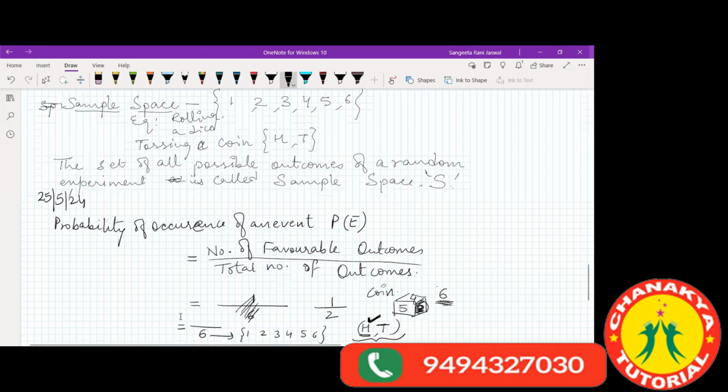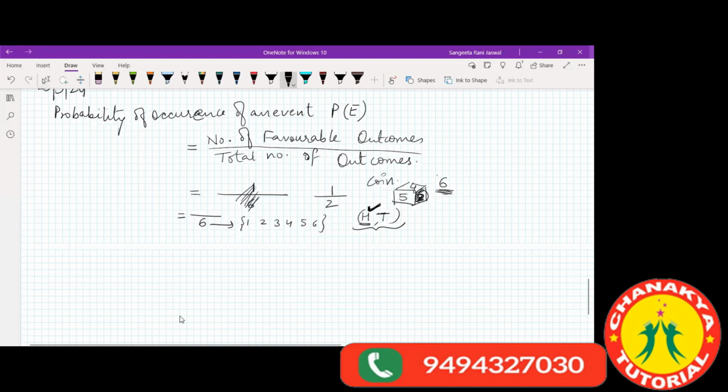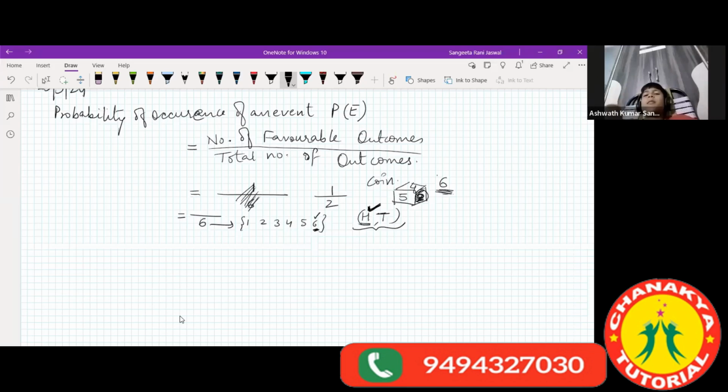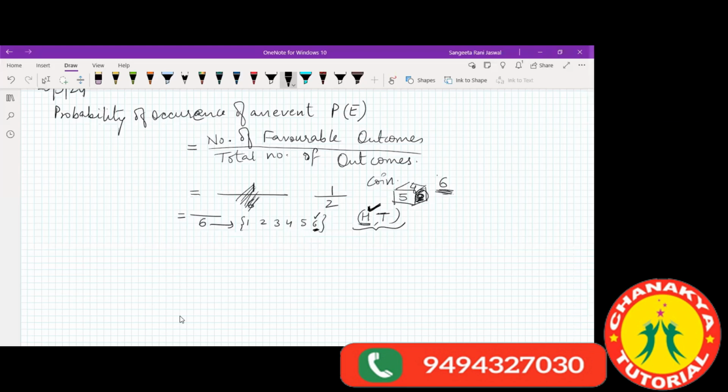Total outcomes are 6. But what is my favorable outcome? My favorable outcome is 6, that I want 6 on the dice so that I can start my game. So 6 comes how many times in this? 1. So that is 1 only, no? You get it now?